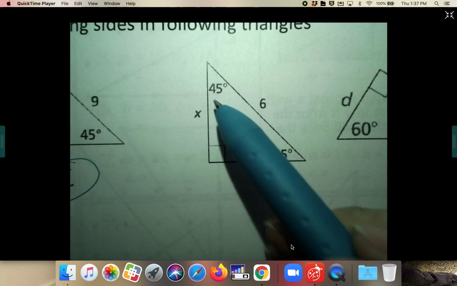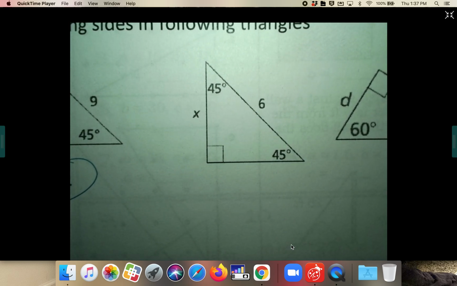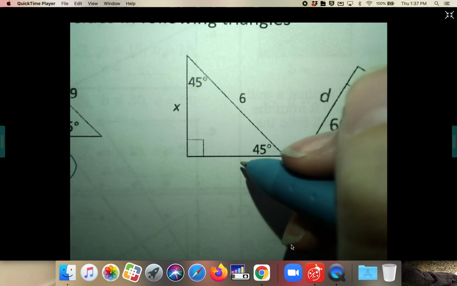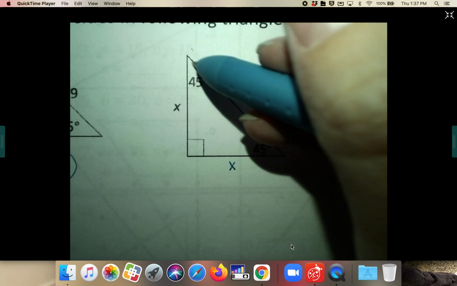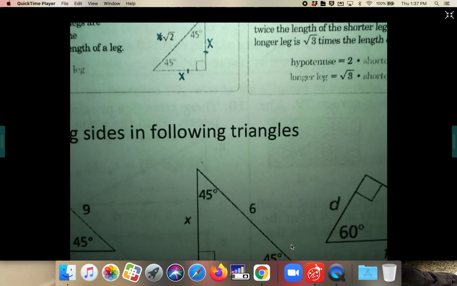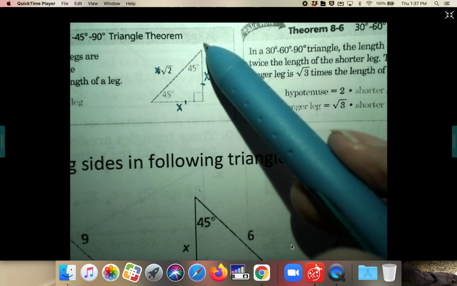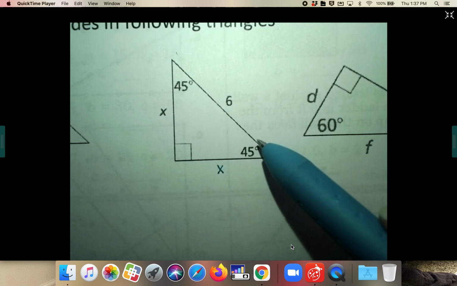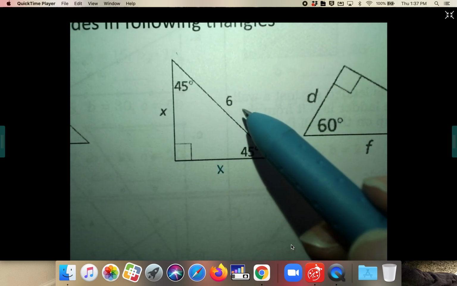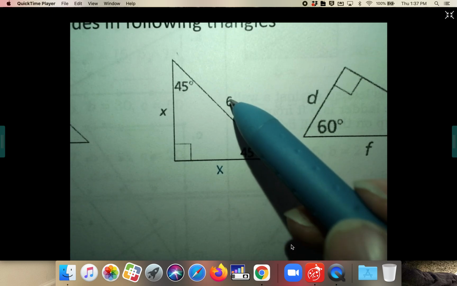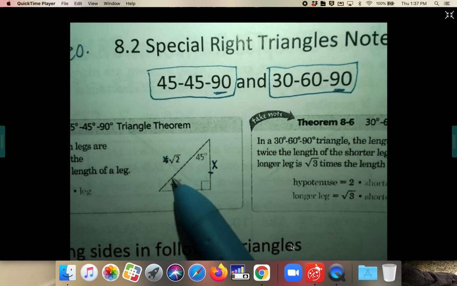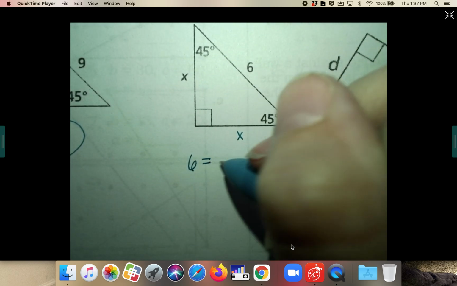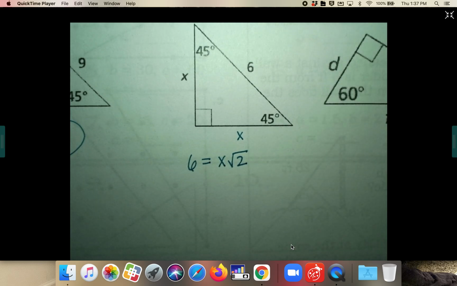Okay, in this 45, 45, 90 triangle, this is where a little of last year's algebra is going to come in. So we don't know what x is, but we know that the hypotenuse is 6. So let's go up and look at this. The hypotenuse is equal to x root 2, and we know that x root 2 is 6. So how I want you to set this up is to set 6 equal to the ratio x root 2. So it looks like this: 6 equals x times the square root of 2.